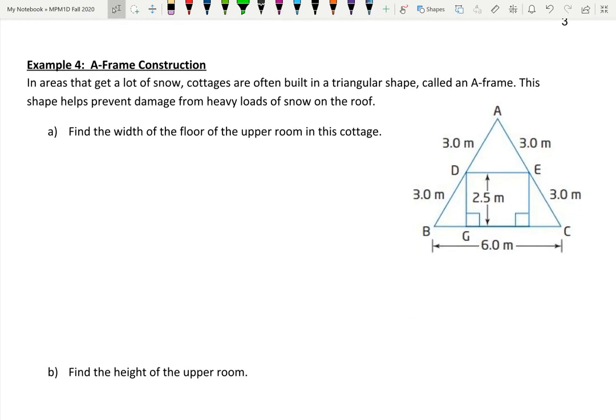In areas that get a lot of snow, cottages often build a triangular shape called an A-frame. This shape helps prevent damage from heavy loads of snow on the roof. Find the width of the floor of the upper room of the cottage. So the width of the floor of the upper room, that's this line right here. So line segment DE. So find line segment DE.